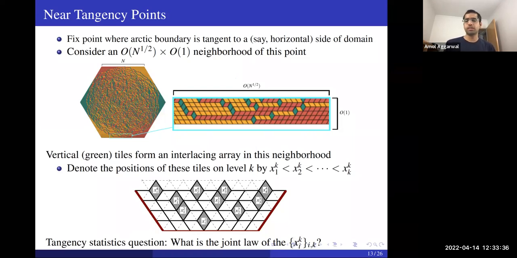Okay, so again, the locations of these green tiles basically recover the full picture, as I said before. The locations of the vertical tiles always enable us to recover the full tiling. So let's denote the positions of these vertical tiles on level K by x1k, x2k, all the way up to xkk. It turns out that there are k such tiles on level K. For example, here is x11, here's x12, x22, here's x13, x23, x33, etc. Again, the tangency statistics question is, what is the joint law of all of these xik's?